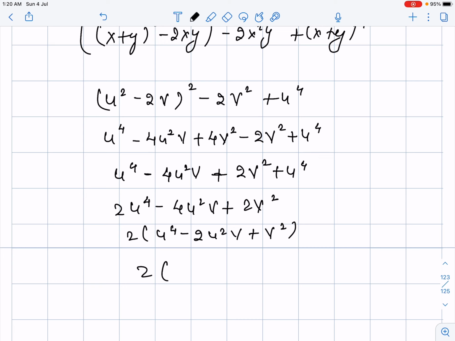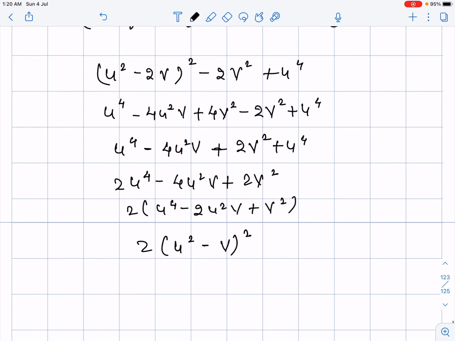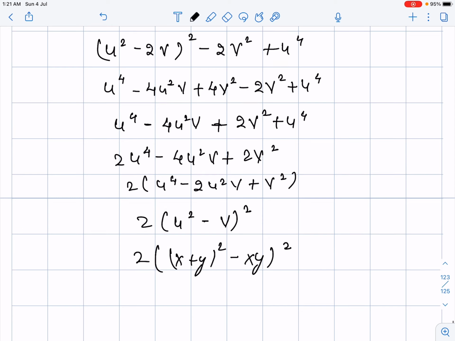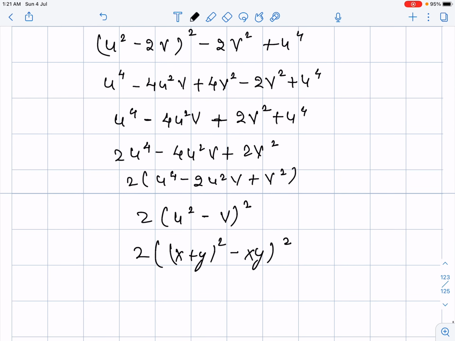So guys, what do we have? U square minus v the whole square. So finally what will we get? The value of u we do know, the value of v we do know. So we'll substitute back the values of u and v, that is x plus y the whole square will be generated over here, minus xy the whole square will be written by me. So guys, that is what I can do.